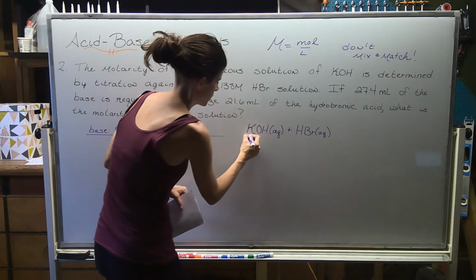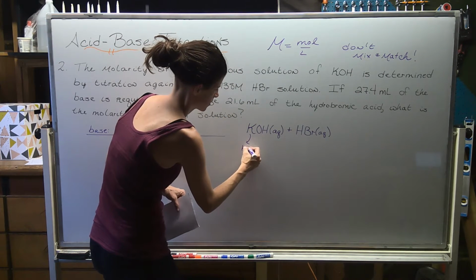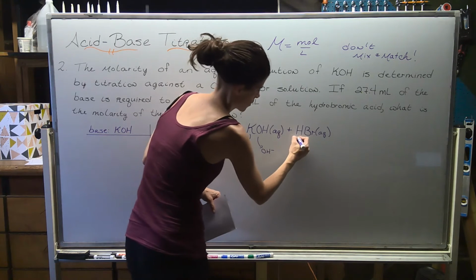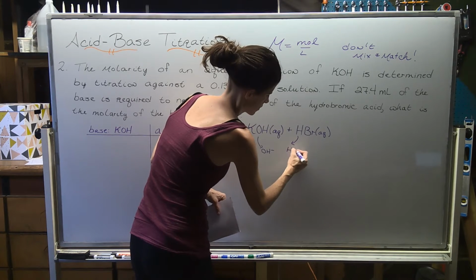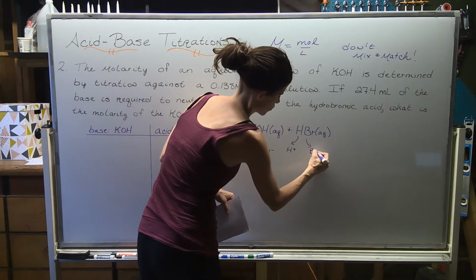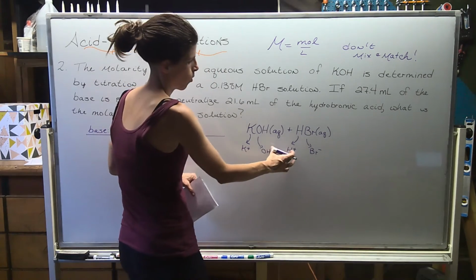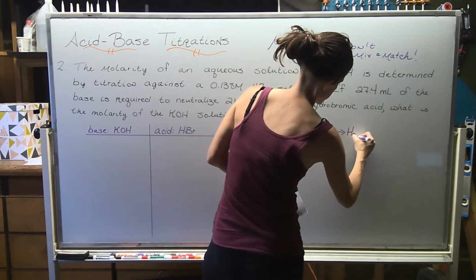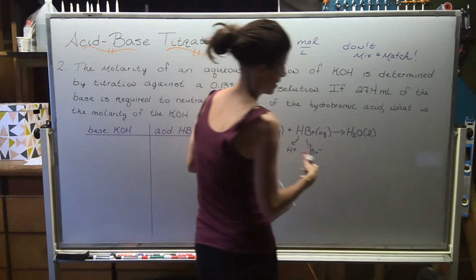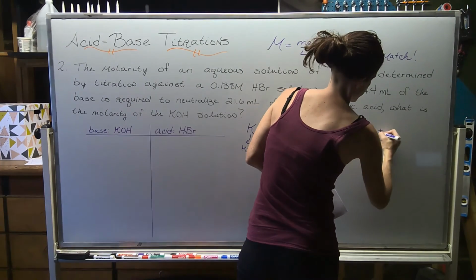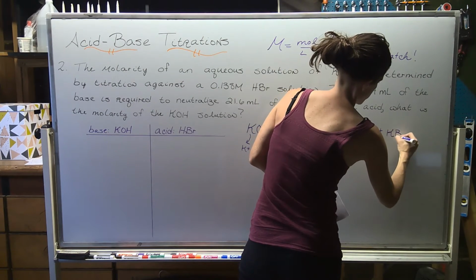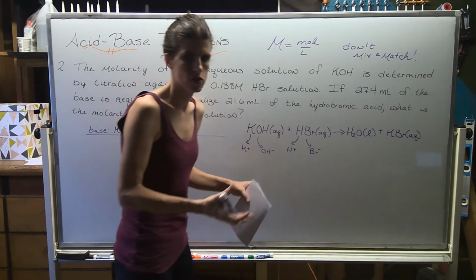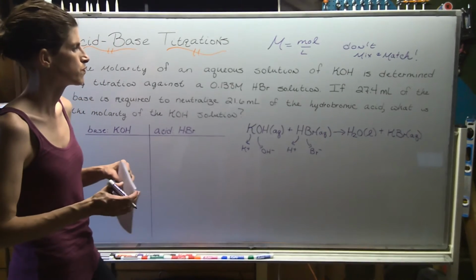This one's not too bad. We know that this is going to do K plus and OH minus when it dissociates. And here we're going to have H plus and Br minus upon dissociation. So we're going to get water and potassium bromide as our products. The water is going to be an L after that, for liquid, and potassium bromide would be aqueous. It'd be mixed in and dissociated in the solution.